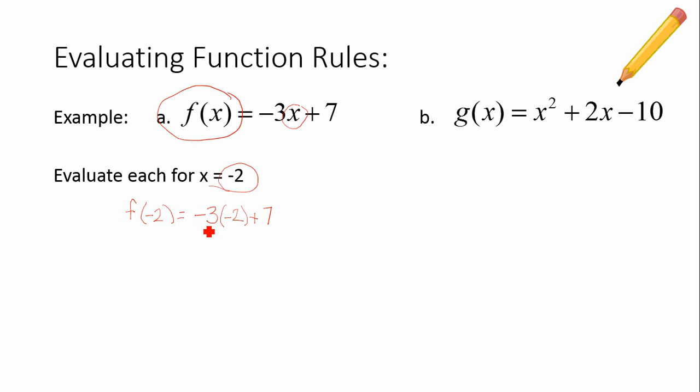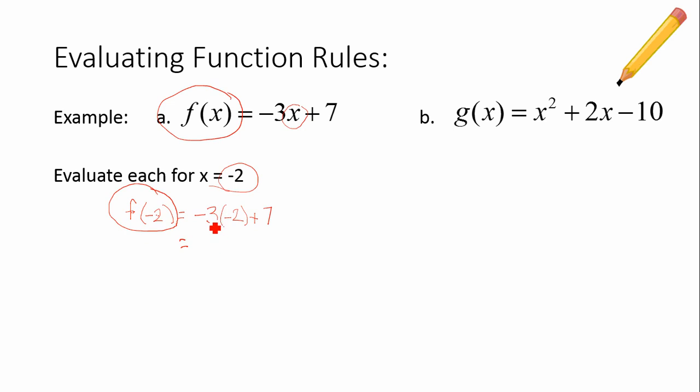And now when I go ahead and calculate this, remember that this side over here is like a label. It's a name. This is saying the value of function f at negative 2. This is not something I have to calculate. On the other side is where my calculations go.